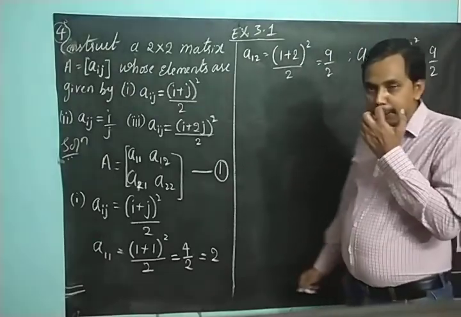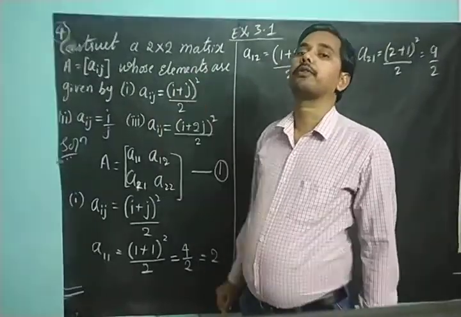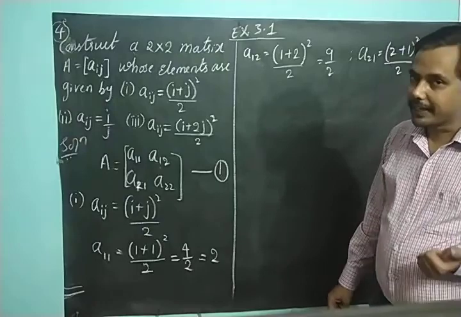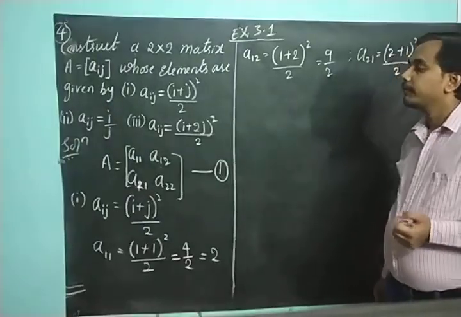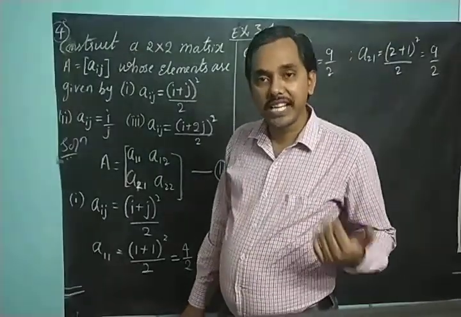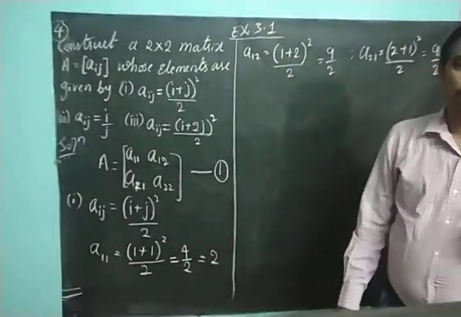Is that clear? Whatever formula they have given, if you substitute the values of i and j, you will get the respective element. For A11, i is equal to 1 and j is equal to 1. For A12, i is 1 and j is 2. For A21, i is 2 and j is 1. And for A22, i is 2 and j is also 2.